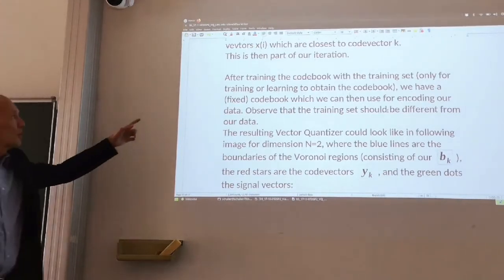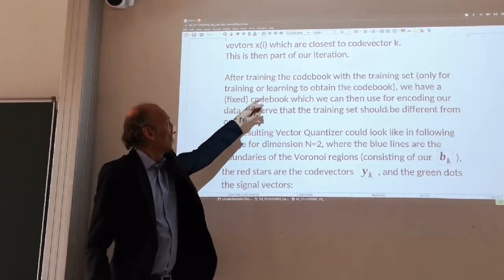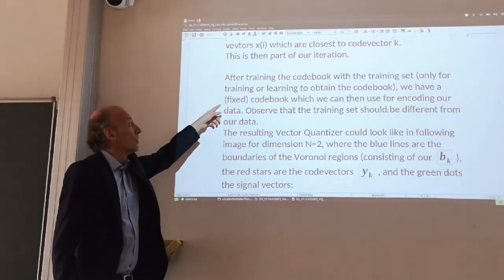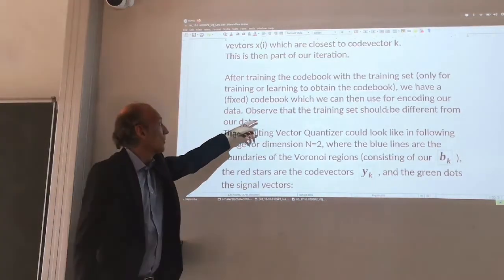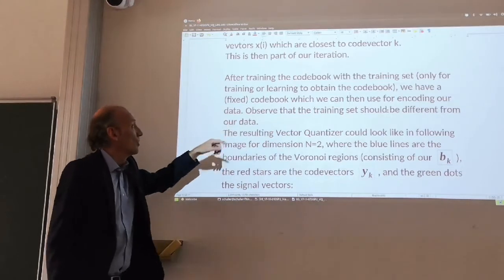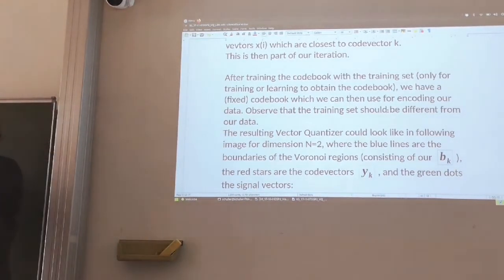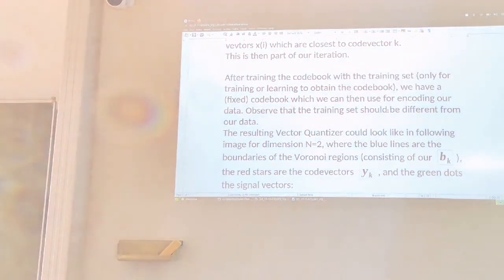Yeah, and then after training the codebook with the training set, only for training or learning to obtain the codebook, we have a fixed codebook, which we can then use for encoding our data. Observe that the training set should be different from our data, and which in general is. So before we have our code vector, the codebook, we train it, and then we use it for, say, encoding speech in the telephone network.